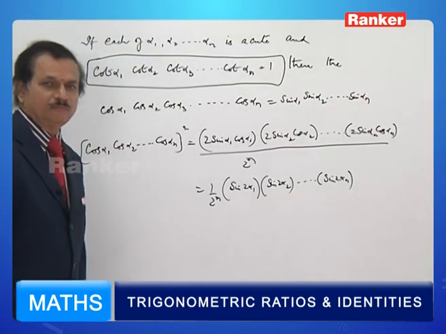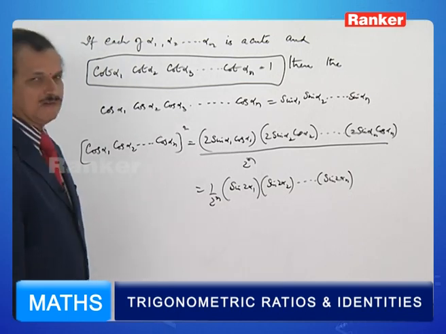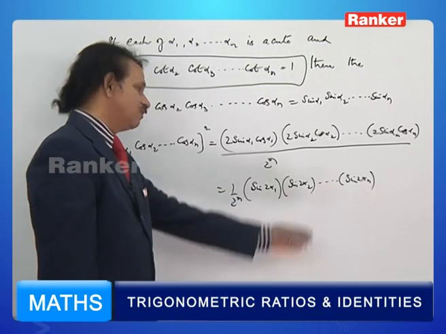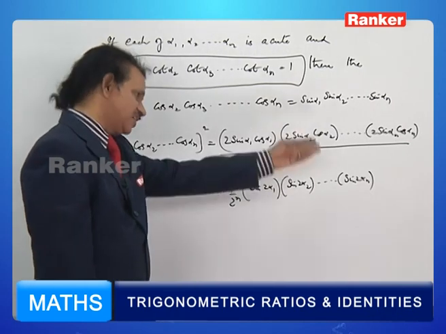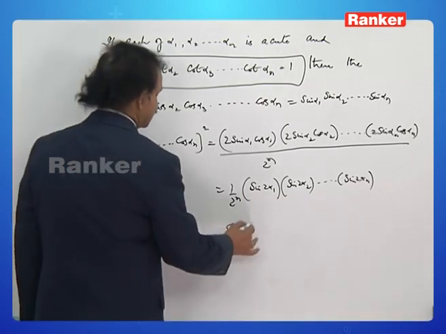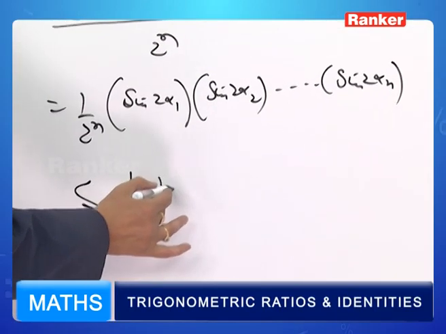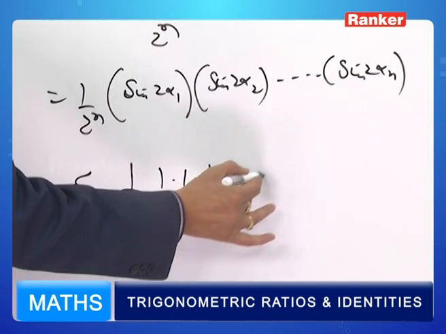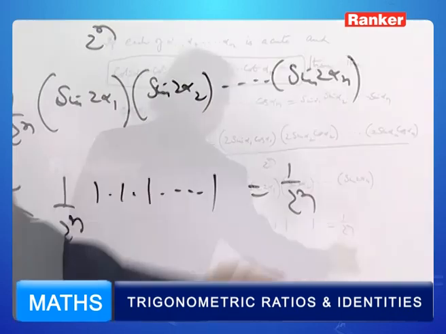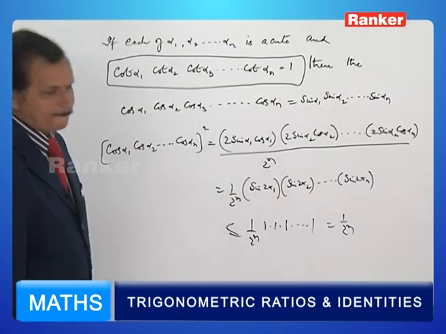But we know pretty well that sin 2 alpha 1 is less than or equal to 1, sin 2 alpha 2 is less than or equal to 1, sin 2 alpha 3 is less than or equal to 1, etc., sin 2 alpha n is less than or equal to 1. Therefore, this is less than or equal to 1 by 2 power n into 1 into 1 into 1 into 1 into 1. Of course, it is just nothing but 1 by 2 power n.